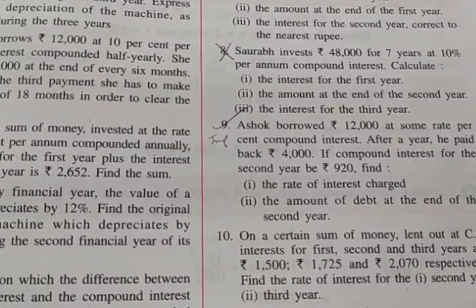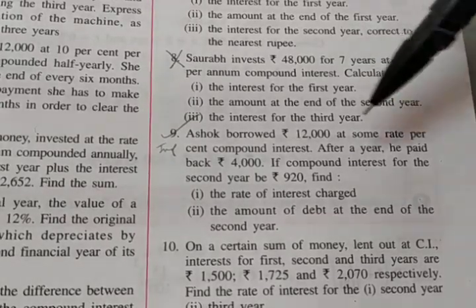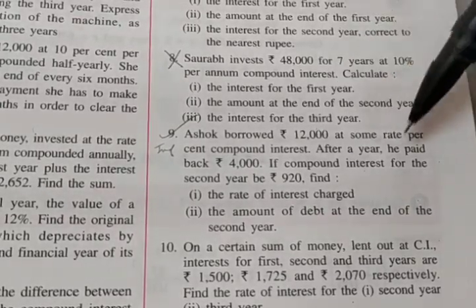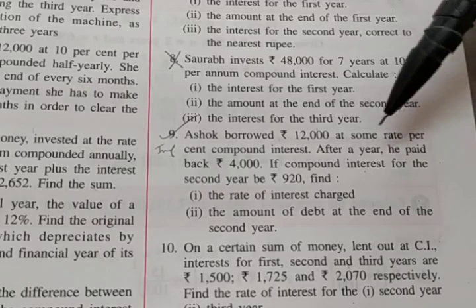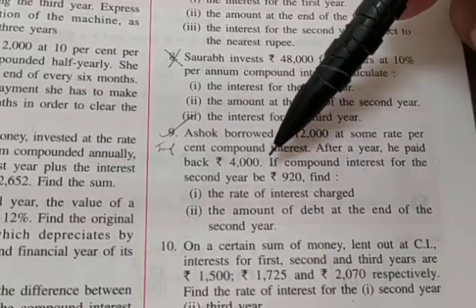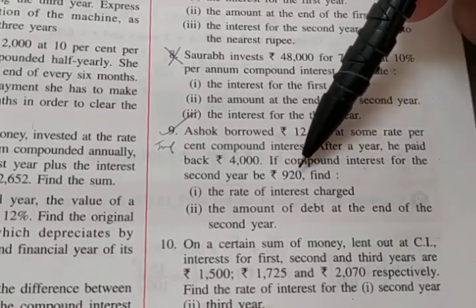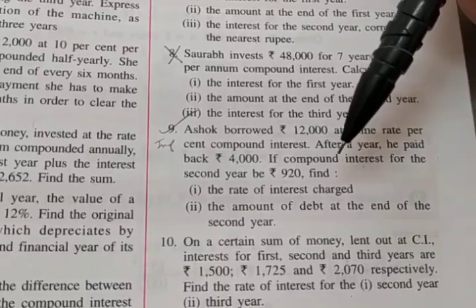Now mark the ninth sum as IMP. Here the principal is given as 12,000, but the rate is not given. After 1 year, he paid back rupees 4,000. And then the compound interest in the second year is rupees 920.